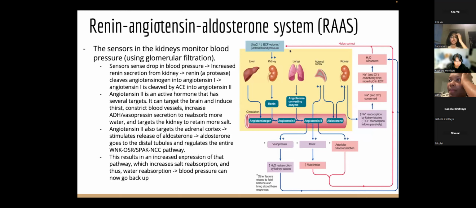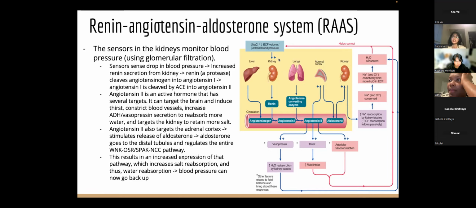And then the last thing we'll talk about in this topic is the RAAS, the renin angiotensin aldosterone system. So you guys, maybe if you can, memorize this picture, because it's really important to know this entire pathway. So basically the system is in effect when we have low blood pressure. If we have low blood pressure, there are some sensors in the kidneys that can sense this. So when they sense this drop in blood pressure, you're going to have the kidney release renin.